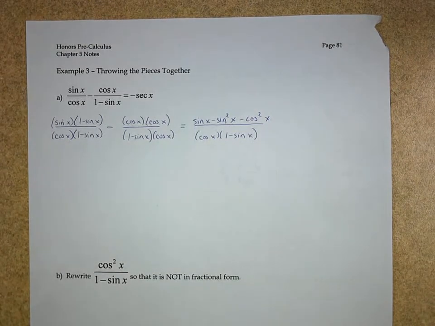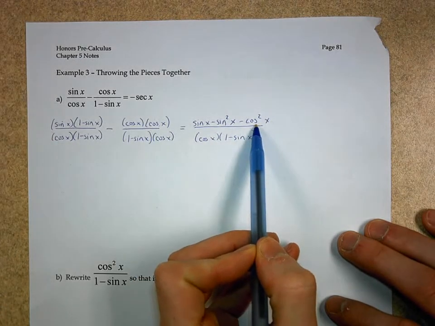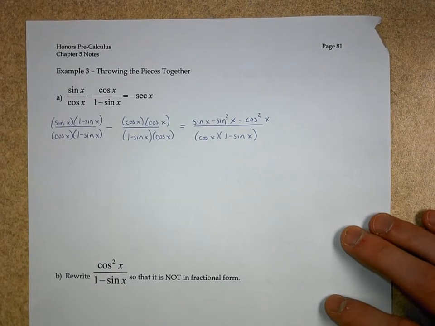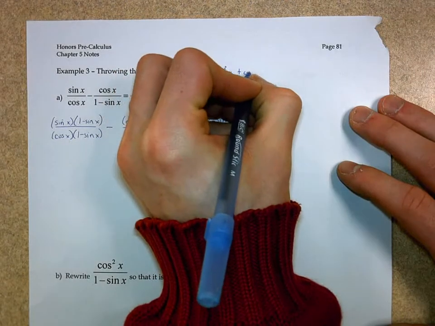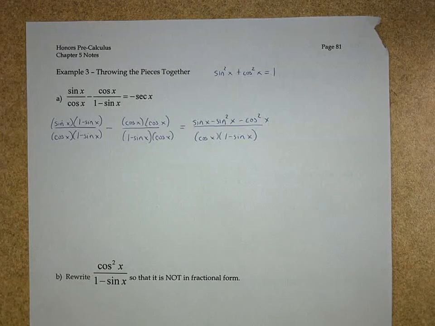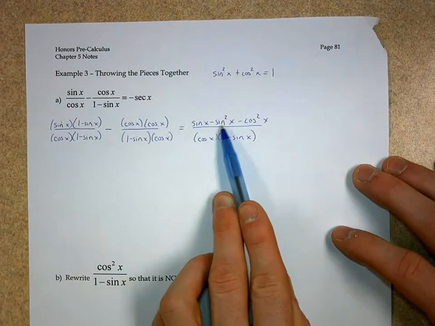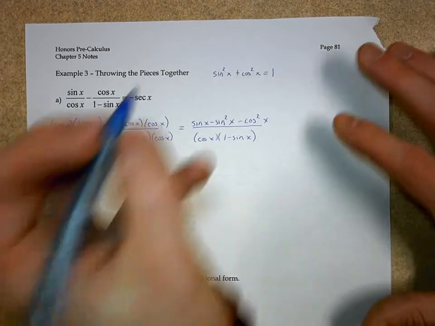Now the next thing that I see right here, since everything is in terms of sine and cosines, I've got a sine squared and a cosine squared. And there is an identity that we looked at: sine squared of x plus cosine squared of x was equal to 1. Now, is there a way I can manipulate this identity so that I have a negative sine squared of x and a minus cosine squared of x? And the answer is yes.